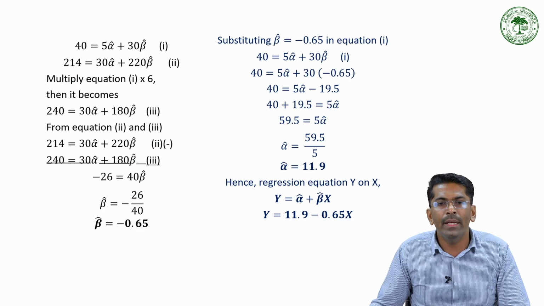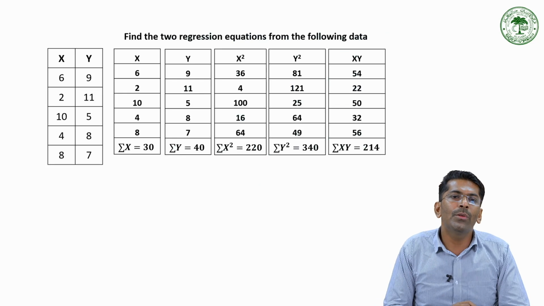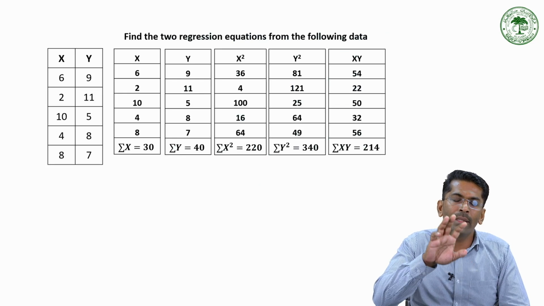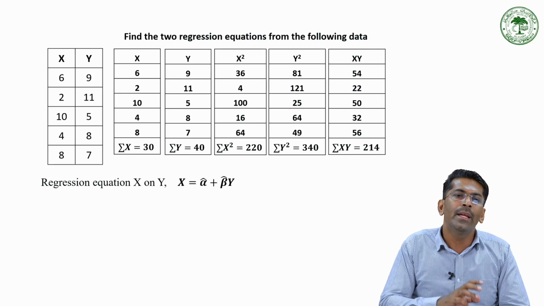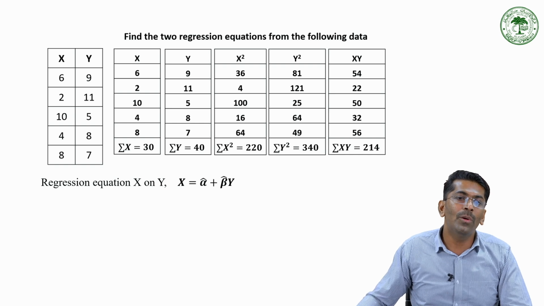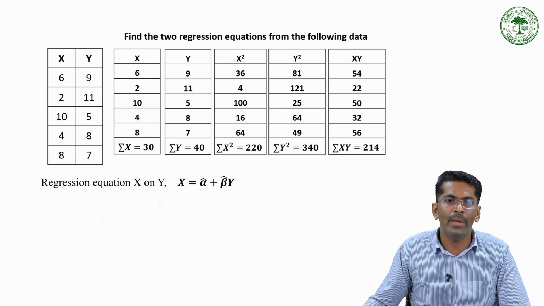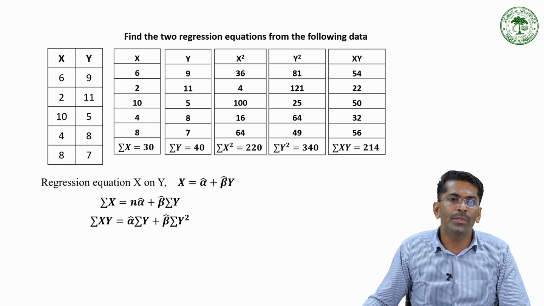Now after calculating the regression equation y on x, we also want to calculate from the given data x on y as well. Since x on y is x is equal to alpha hat plus beta hat y, this is the normal equation which is used for calculating the regression equation x on y. So here all the values we already calculated in the previous slide, so I am just going to substitute here.